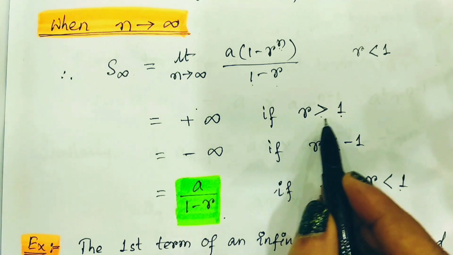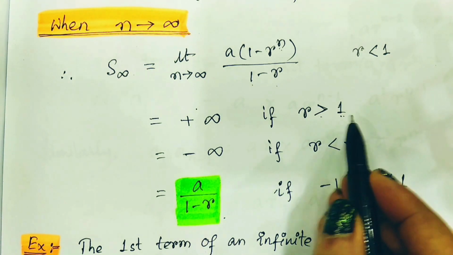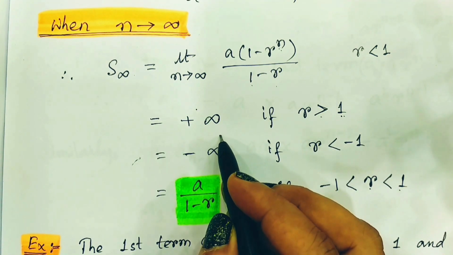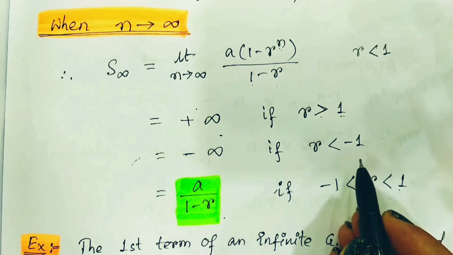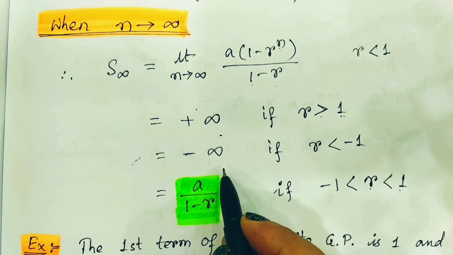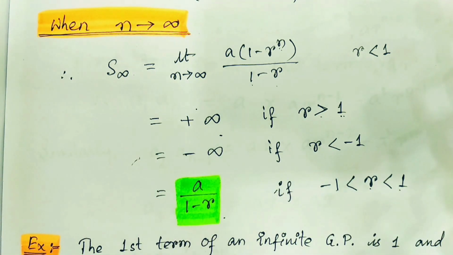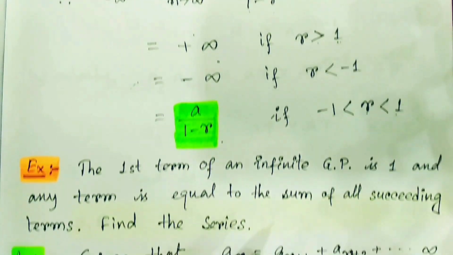So that when r is greater than 1 and n tends to infinity, then Sn goes to plus infinity. Likewise, when r is less than minus 1, for the same reason, it is going towards minus infinity. So for the different r values, we will have the different Sn depending upon the situation. So let us observe this one with an example.